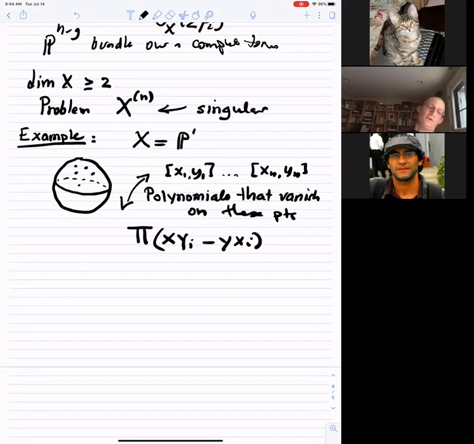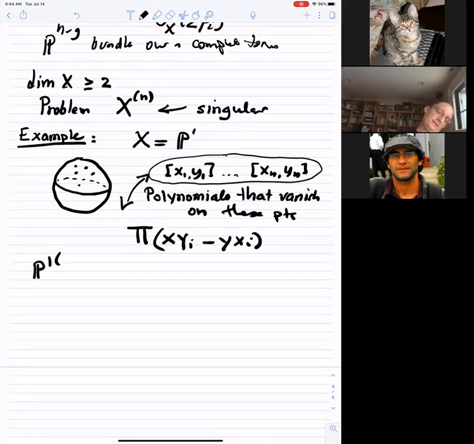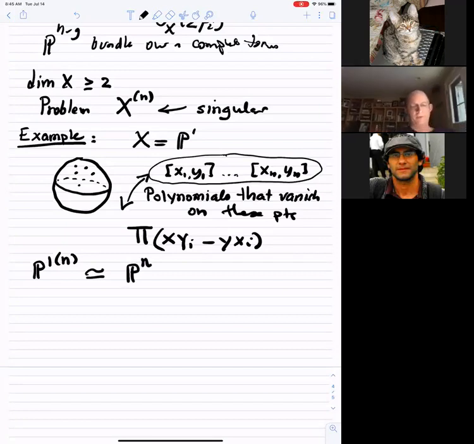Okay, so instead of parameterizing the n points by what we were saying, the symmetric n product, we can parameterize it by the coefficients of the polynomial, right? So this is really saying that the n symmetric product of P1 is nothing other than projective n space, given by the coefficients of this polynomial of degree n up to scaling, okay?